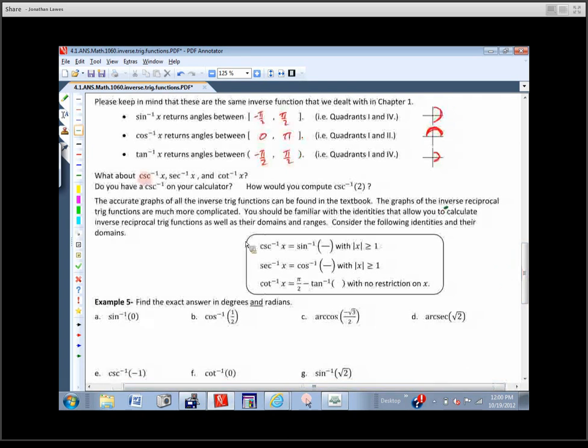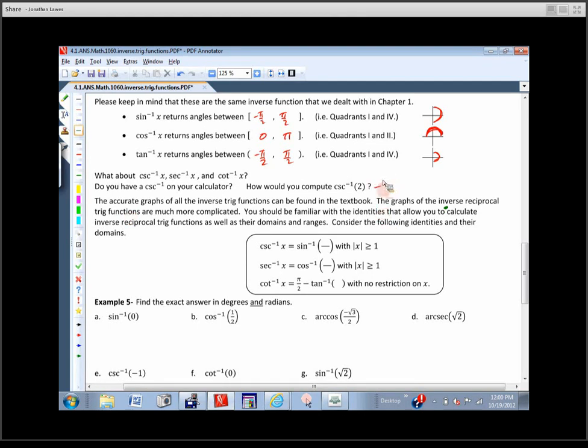So let's take a look at this right here. If we're trying to find cosecant inverse, secant inverse, cotangent inverse, and so forth, you can take a look at your calculator. Will you find a button like this on your calculator? You won't. Does that mean you can't compute cosecant inverse with your calculator? Well, you can.